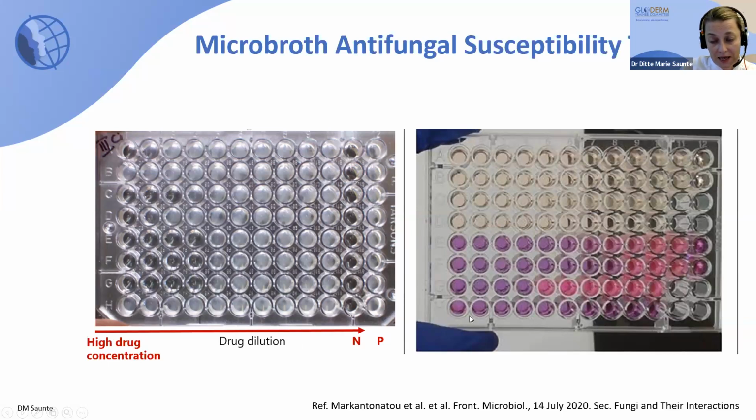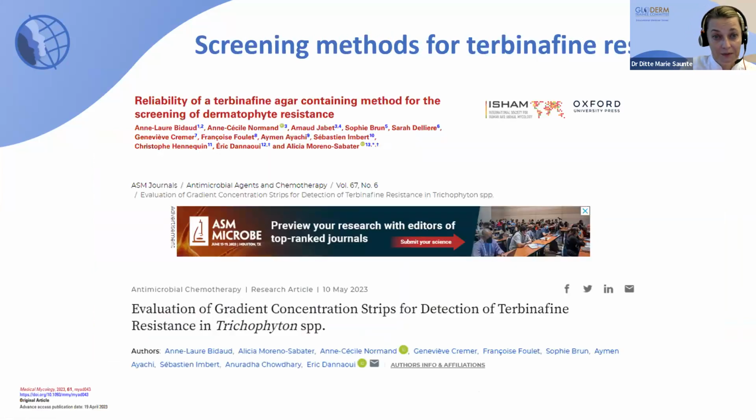Sometimes there is a color that indicates when there is growth. This is where the growth is, the pink, and where there's no growth, it is the right. So there is an indicator of when there is growth and when there is no growth on the agar plate.